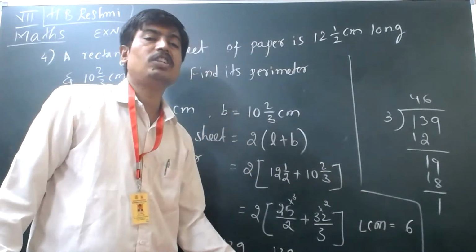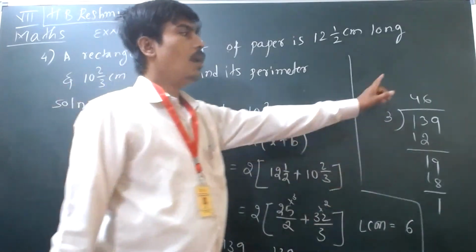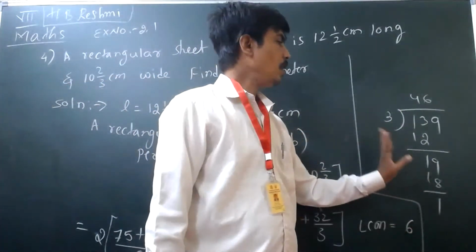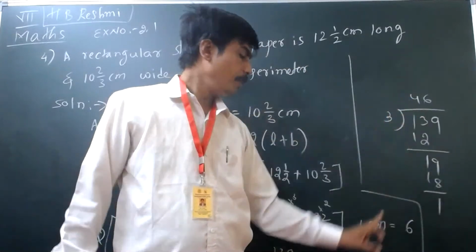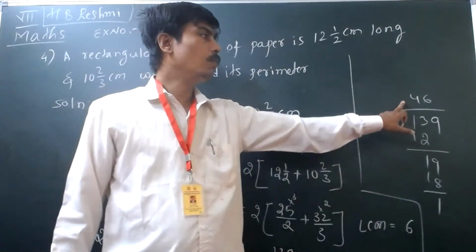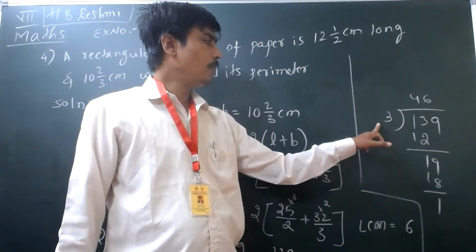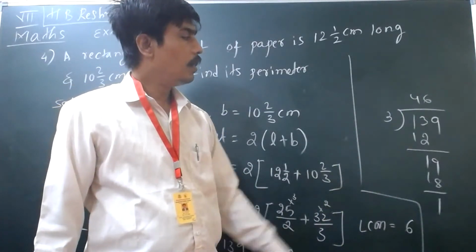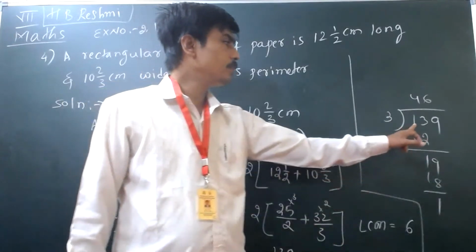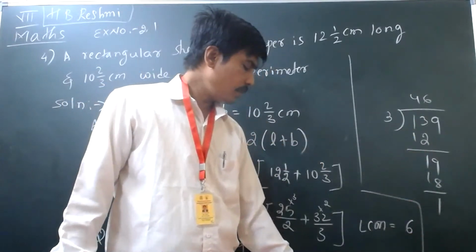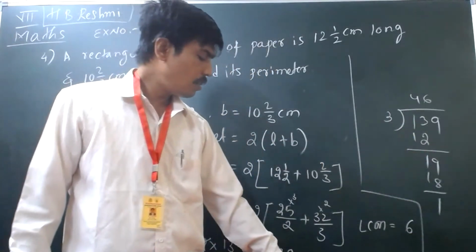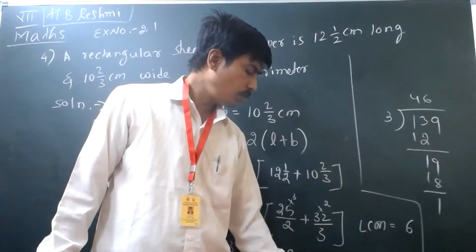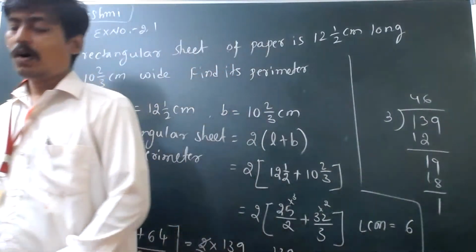An improper fraction can be converted into a mixed fraction by the division method. The quotient should be written in the whole number place. What is the quotient? 46. What is the divisor? It should be written in the denominator. What is the dividend? Already we have the dividend as 139. The remainder is written in the numerator. So what is the final answer for this solution? 46 integer 1 by 3.